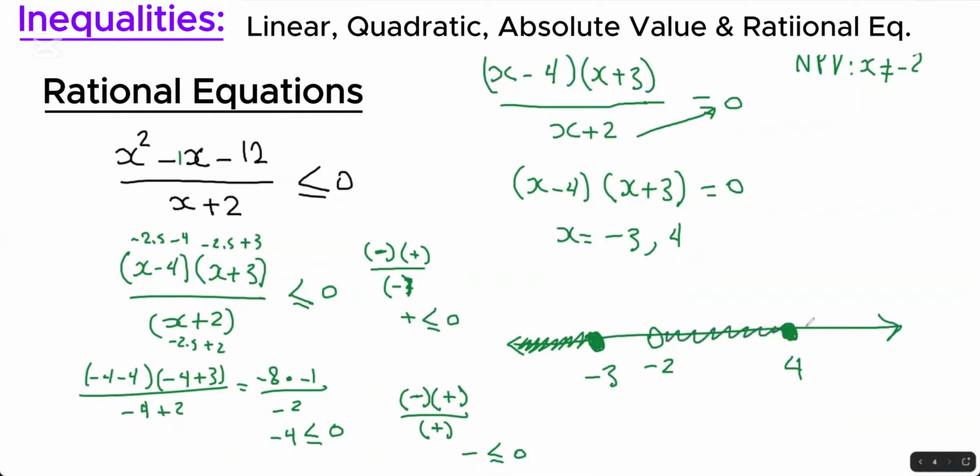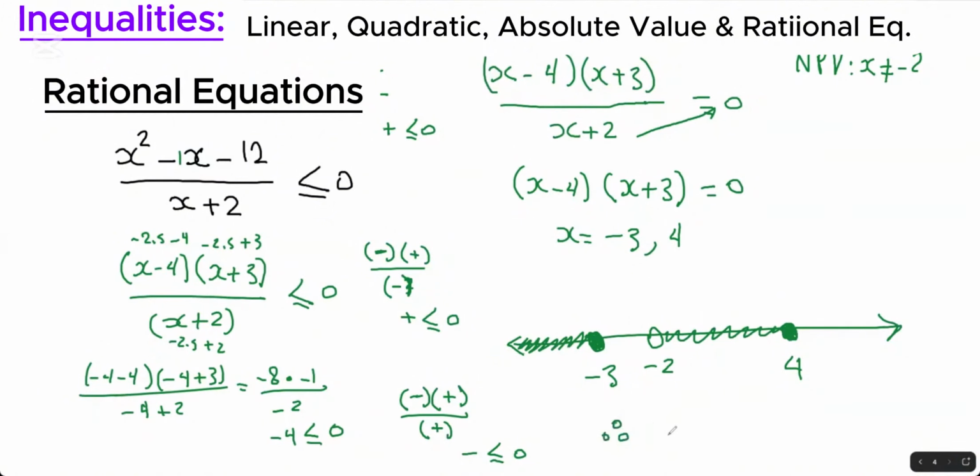Now, let's take a number here. Let's take 5. If I take 5, 5 minus 4 is positive. 5 plus 3 is positive. 5 plus 2 is positive. So now positive times positive is positive, and positive divided by positive is positive. So you end up with a positive number. Is that less than or equal to 0? No, a positive number will never be less than 0. So it's false, and I don't shade there.